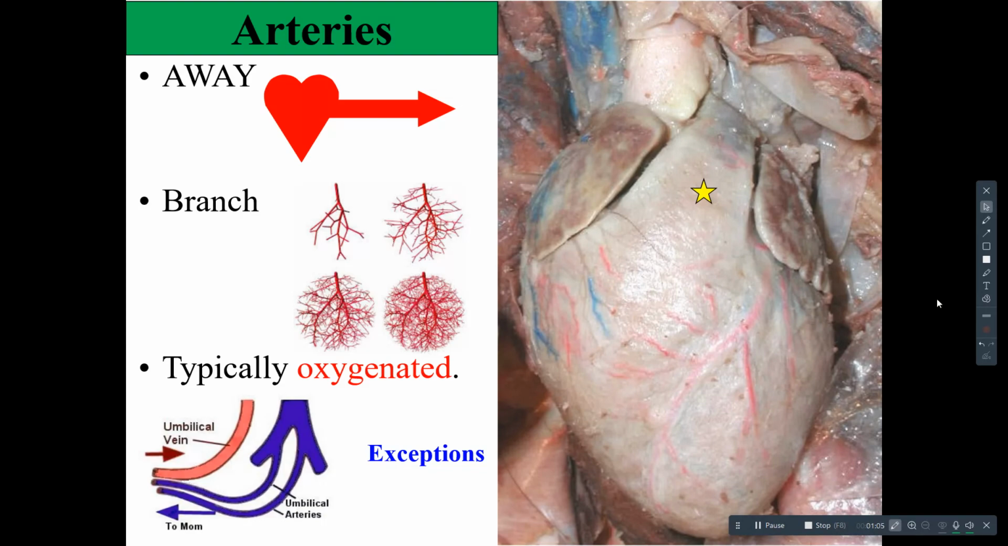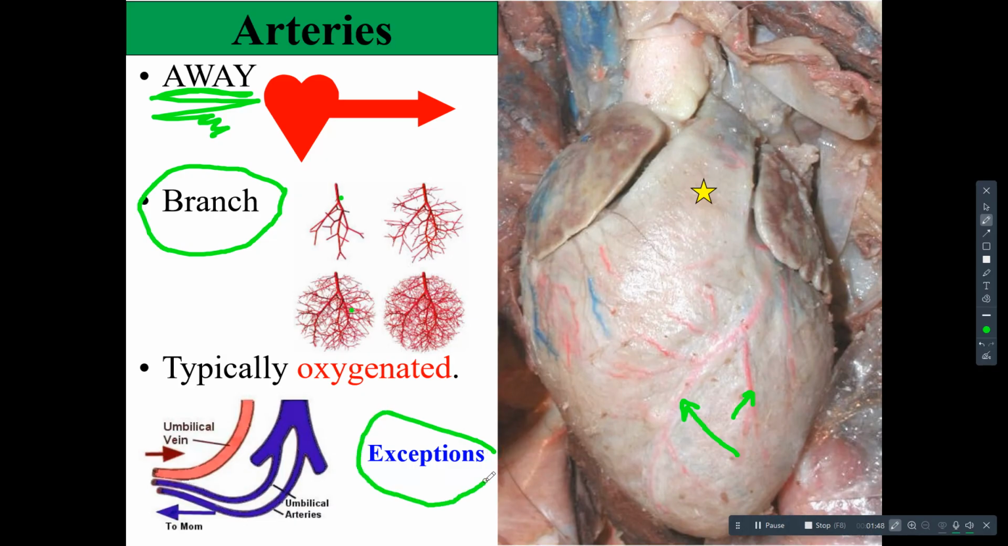So arteries. Arteries are defined by the fact that they go away from the heart. So all arteries take blood away from the heart. As they do so, they branch and diverge. A big artery branches into smaller ones, and then smaller ones and smaller ones. Now, arteries are typically oxygenated. So most arteries are going to be red on your models and your specimens and your pictures, like these coronary arteries that I see here on this heart, which are red because they're oxygenated.